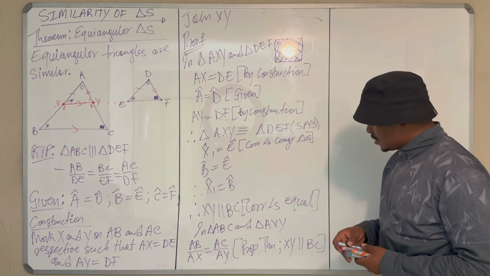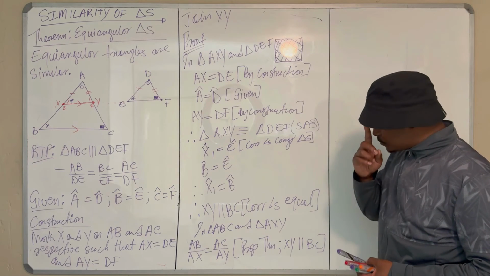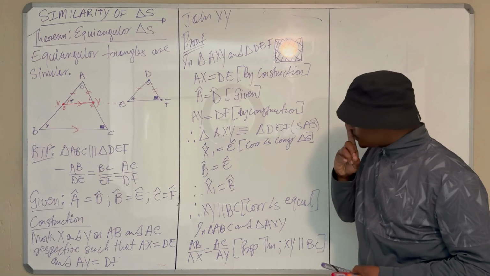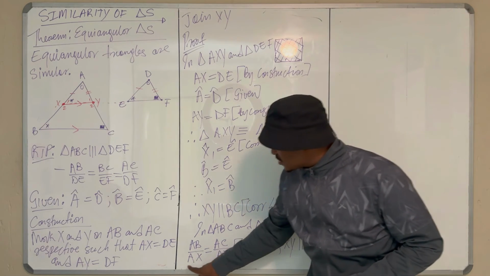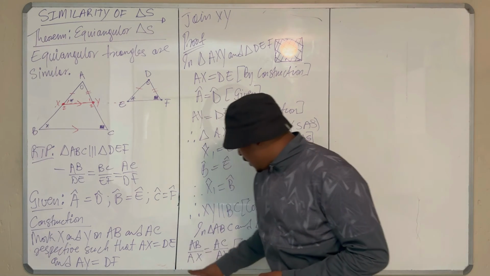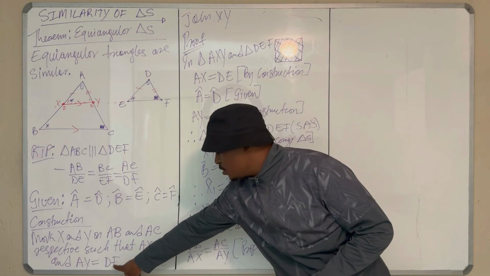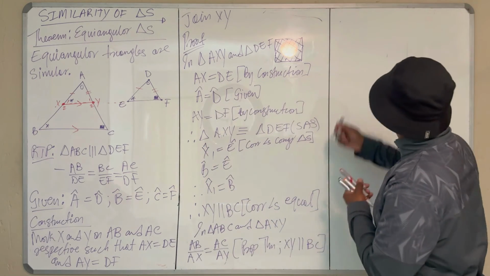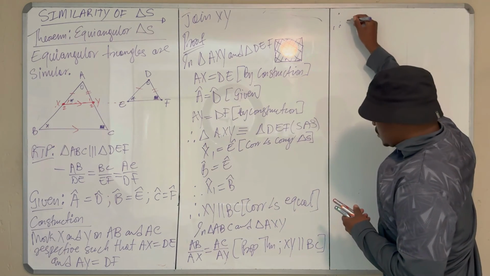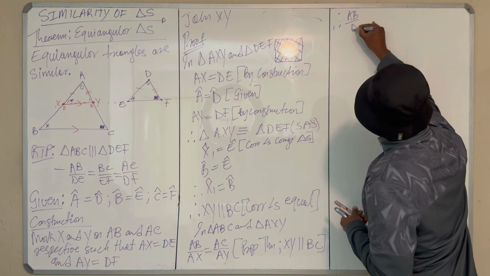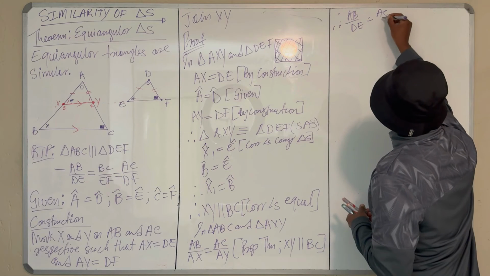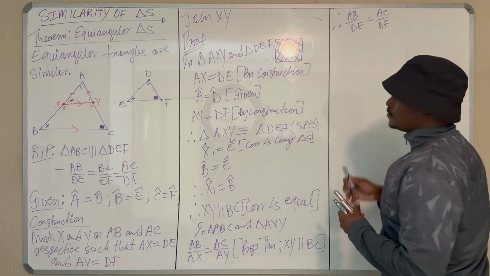In this case, now, remember that AX is equal to what? It's equal to DE. And your AY is equal to DF. Which means what you have here is AB over DE equal to AC over DF.